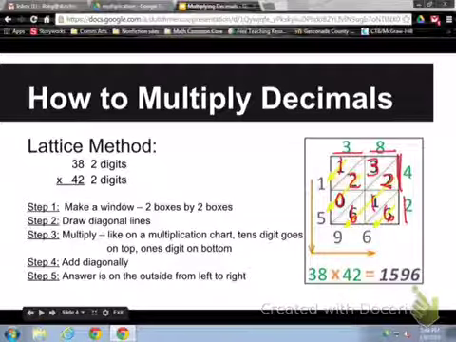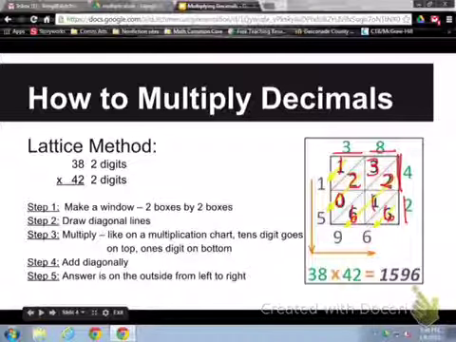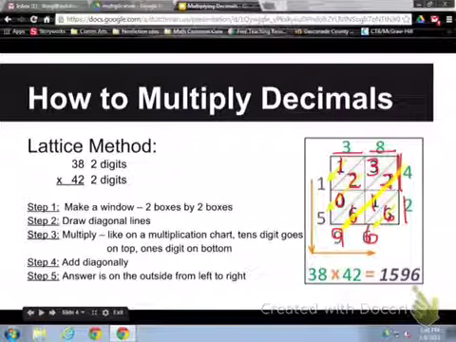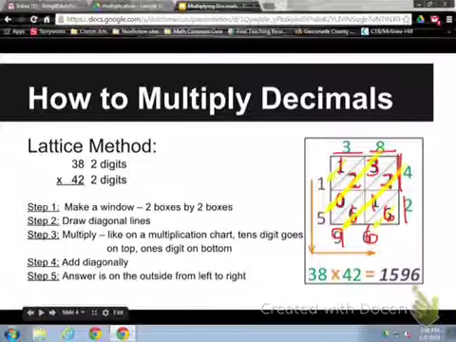The next thing you do, step 4, is you add following those diagonal lines. So we start at the right. We have a 6, there's nothing to add to it, so our answer is 6. Then we go here, and we have 2 plus 1 plus 6. So 2 plus 1 is 3, plus 6 is 9. And then we go to the next alley. We have 3 plus 2 plus 0, which is 5. And then we go to our next one, which is just 1. So the answer is 1.